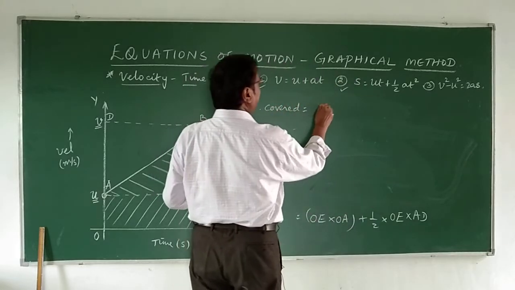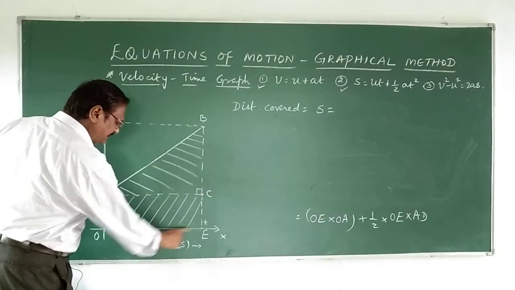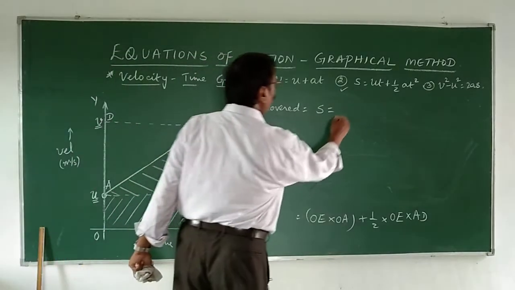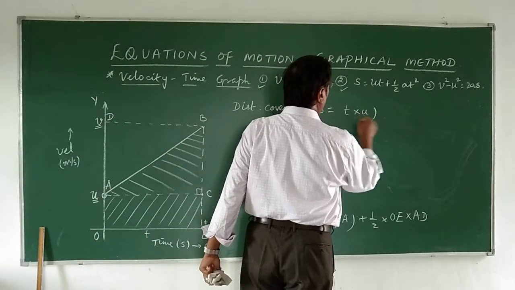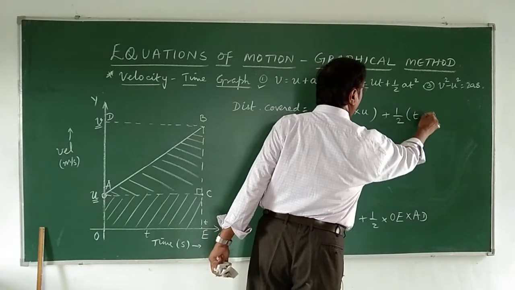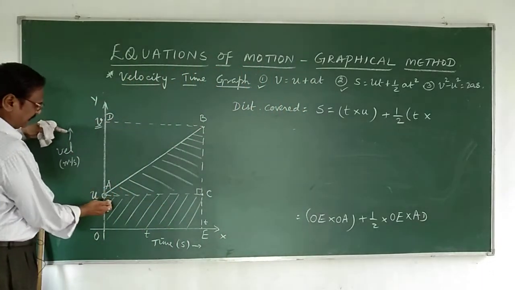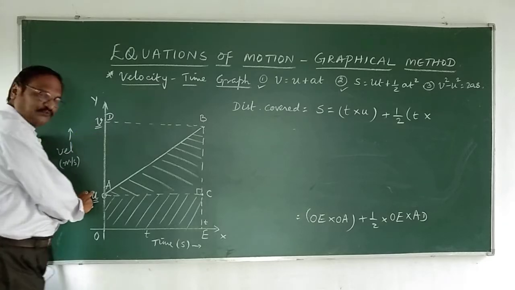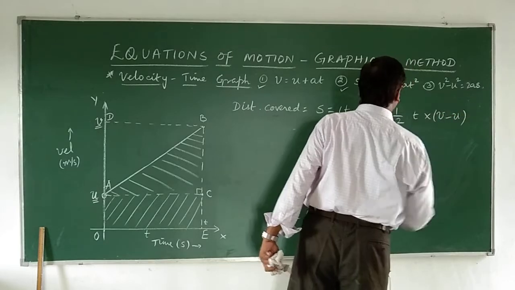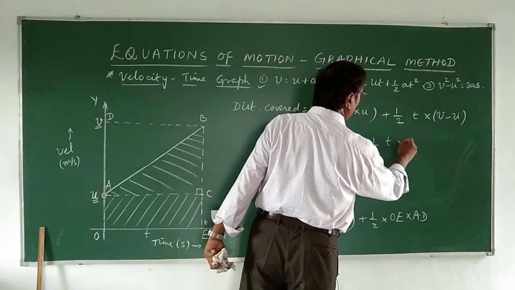Distance covered S is equal to OE into OA. OE represents the time and OA represents the initial velocity. So T into U plus half into, again OE is the time, multiplied by AD. This is what we are concerned with. Again AD or DA is nothing but V minus U, right? So now let us write here V minus U. That is equal to UT plus half into T into, yes.